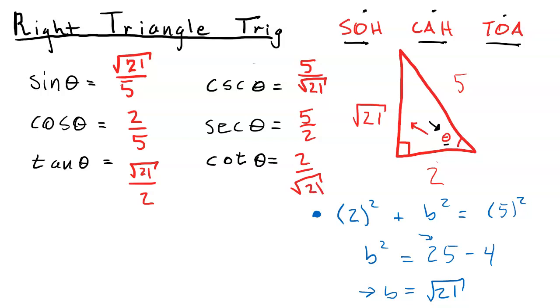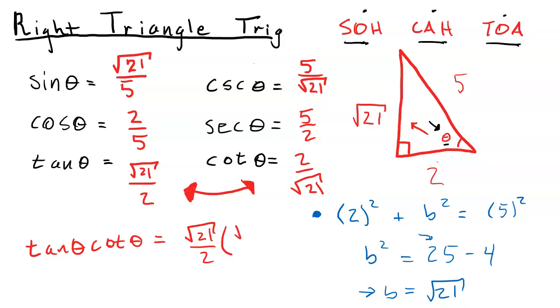And I hope that in this example you see why I mentioned that these are the reciprocals of our original three trig functions, because these fractions right here are obviously the reciprocal of one another if we take tangent theta times cotangent theta. This would simply be square root of 21 over 2 times 2 over square root of 21, which is equal to 1. So this is why I mentioned the reciprocal rule.